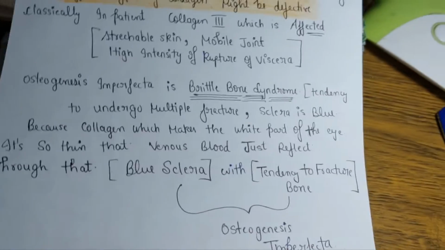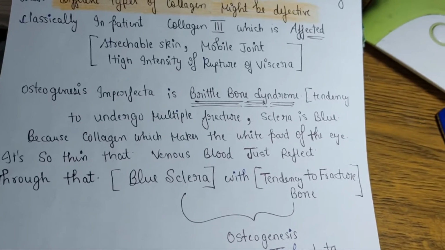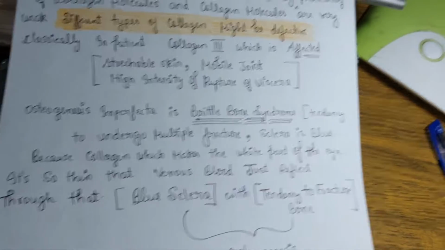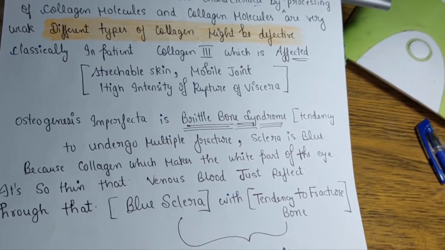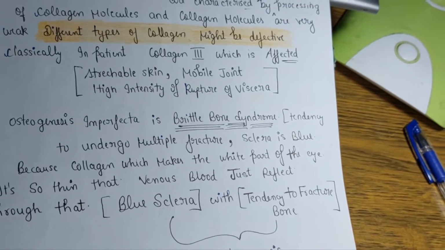Osteogenesis imperfecta is also called brittle bone syndrome, and there is a tendency to undergo multiple fractures. And also in osteogenesis imperfecta, the patient's sclera will be blue, not the lens or the eyes.